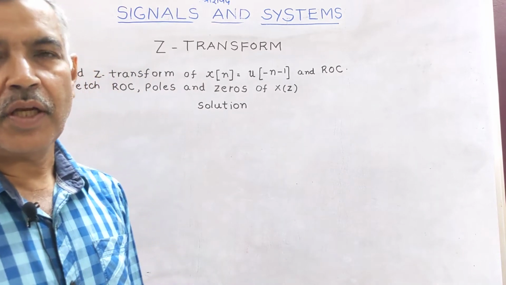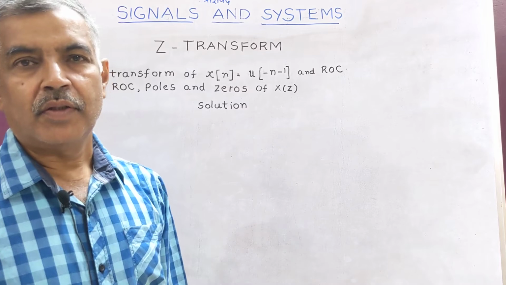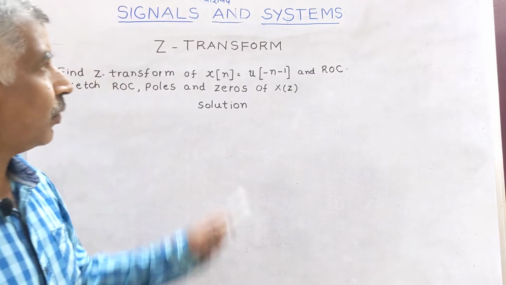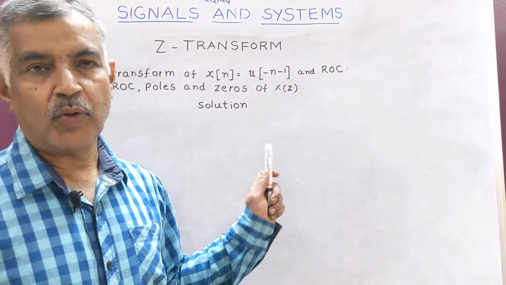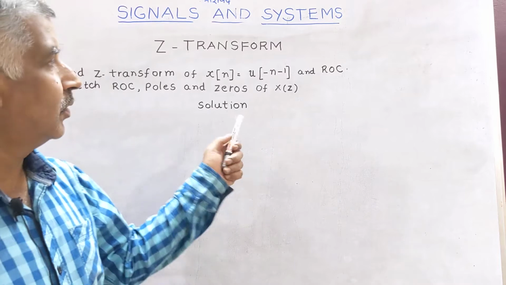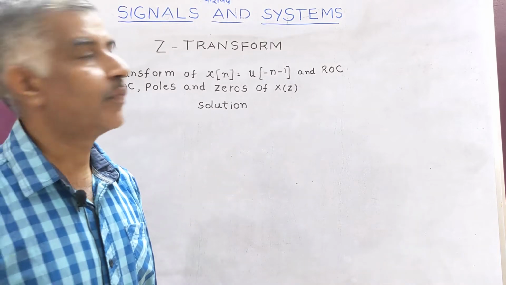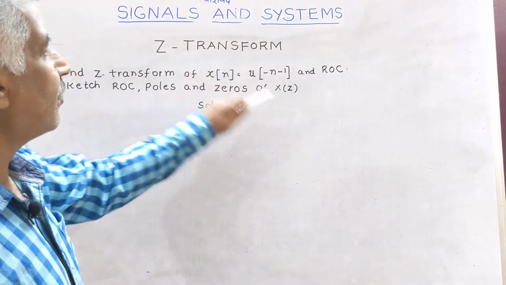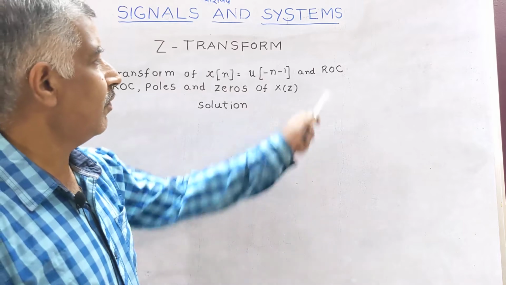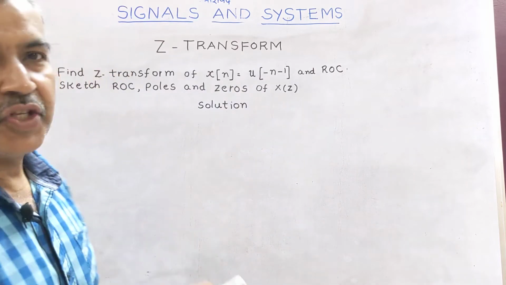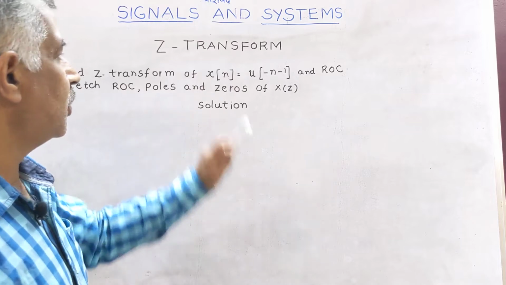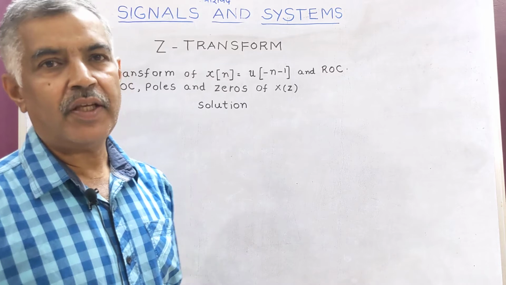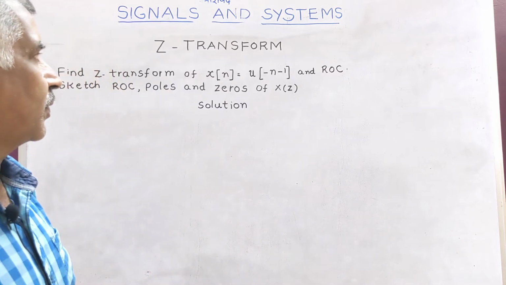If you remember, in the last class, I worked out problems on finding basic Z transform of time functions. Today, I will take one more problem. This is a very important problem from the point of inverse Z transform: u of minus n minus 1. We have to find the Z transform of this. After finding the Z transform, we have to locate the ROC, that is region of convergence, and poles and zeros of X of z. So u of minus n minus 1 very frequently comes in inverse Z transform.